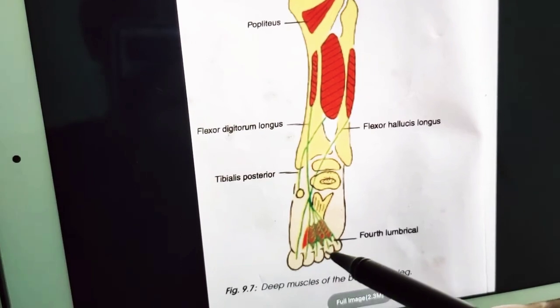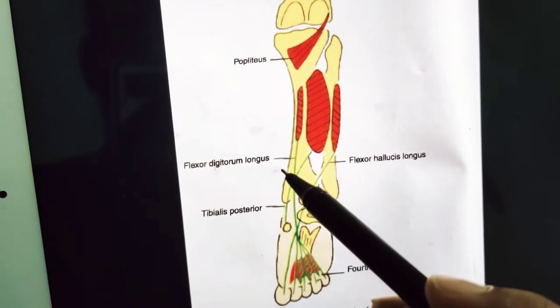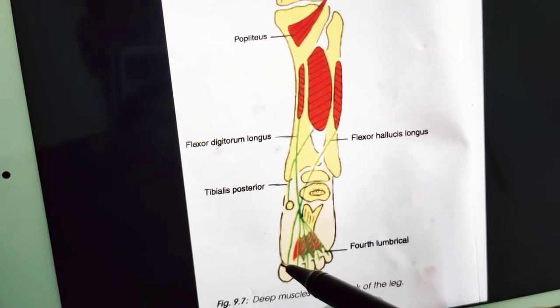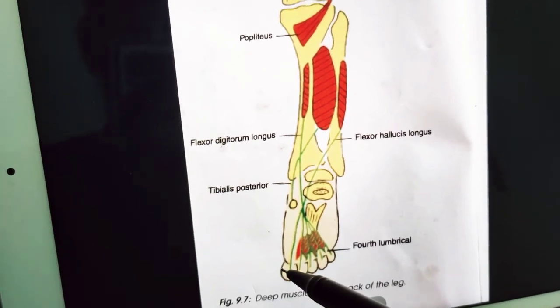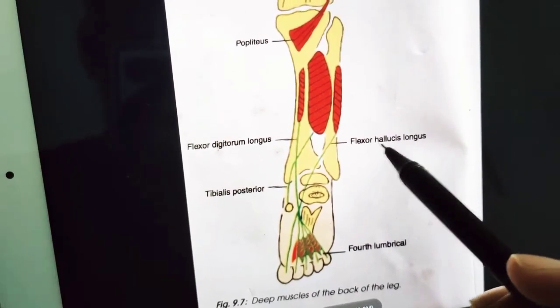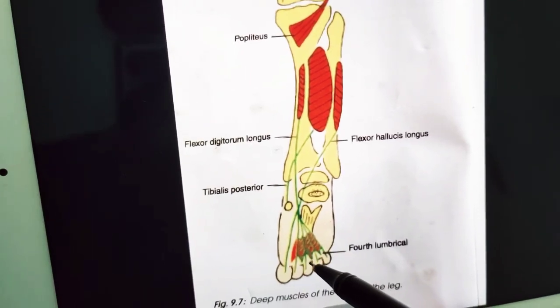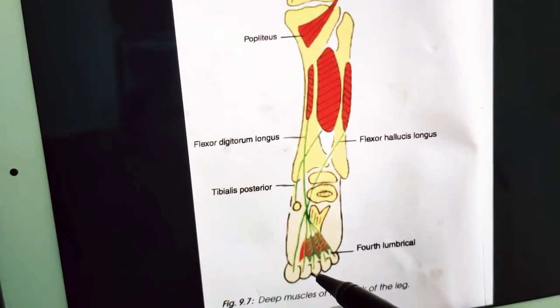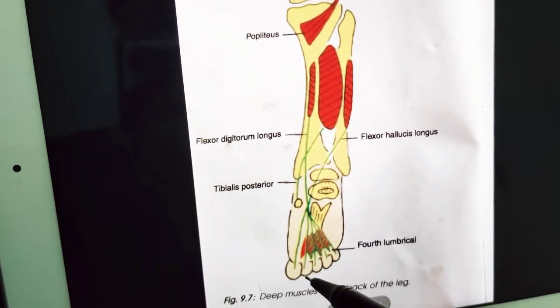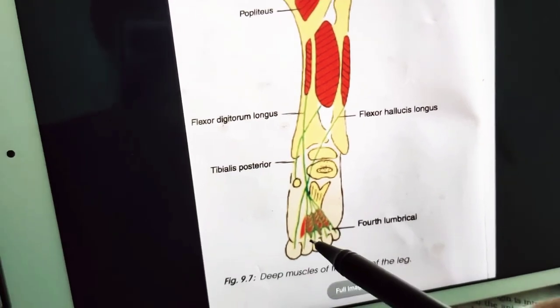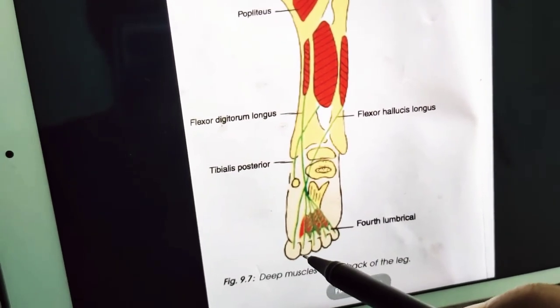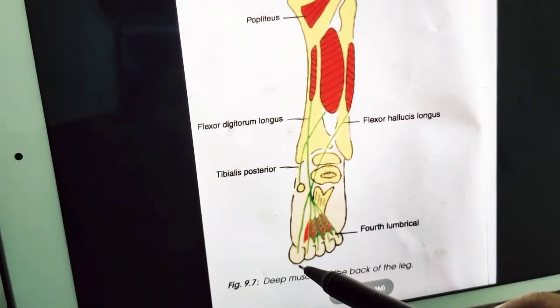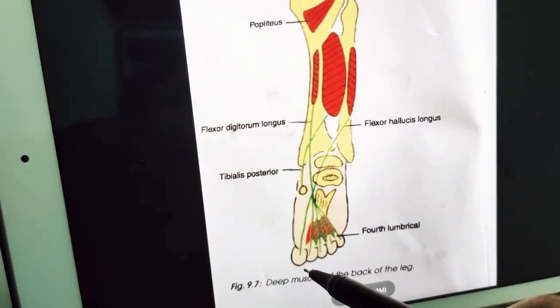Except the great toe, the remaining 4 toes are supplied by this flexor digitorum longus, because the great toe has a special muscle, that is the flexor hallucis longus, right? So this flexor digitorum longus supplies these 4 toes, and each slip is attached to the plantar surface of the distal phalanx. Actually this is the proximal phalanx, and this is the distal phalanx. To the distal phalanx each slip will get attached.